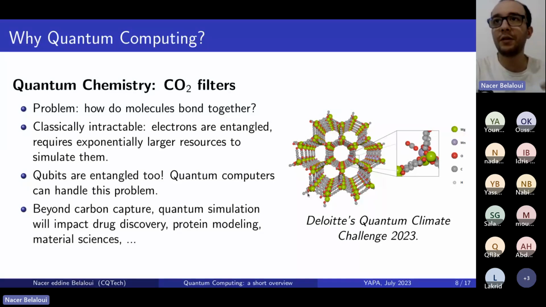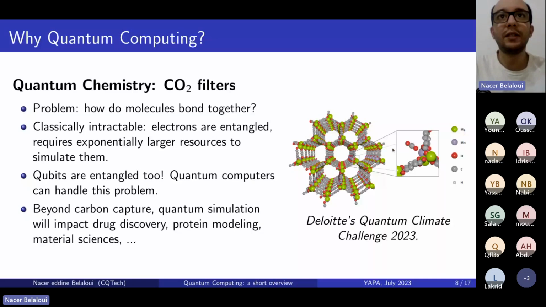It's a very large molecule. It's made of magnesium, manganese, oxygen, carbon, and hydrogen. And its job is to filter for CO2 molecules. So if you look here at the zoomed out region, you can see a CO2 molecule here, and we want to see how well it bonds to this filter.